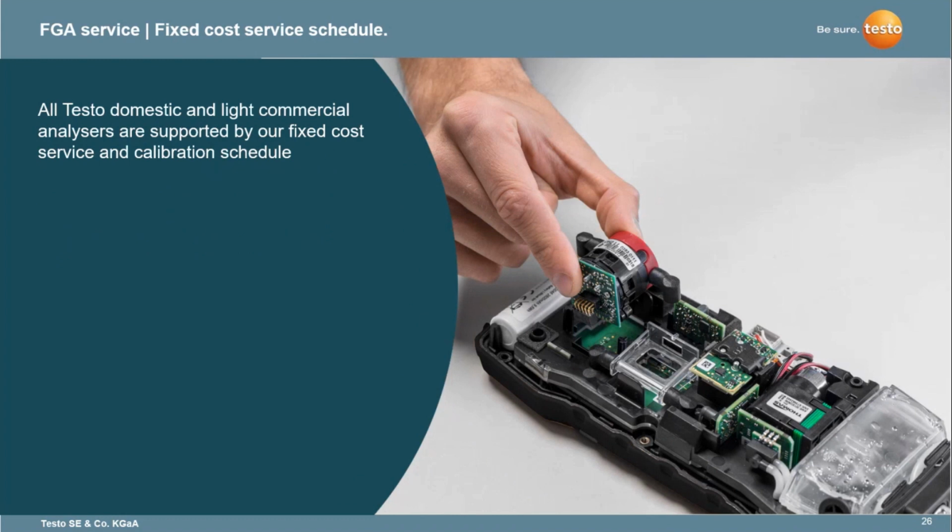And obviously to try and keep the cost down for you guys, all the Testo domestic and light commercial analyzers are all supported by a fixed cost service and calibration scheme. So for example, on the domestic analyzers currently, it's £109, which is for any of the years where a sensor isn't replaced. That will be your service and calibration cost, and then the year where the sensors need replacing is £149, and those costs are actually fixed for 5 years currently. We try and keep the service costs very much fixed, so that you can plan ahead and understand what your service costs are going to be across the life of the instrument.